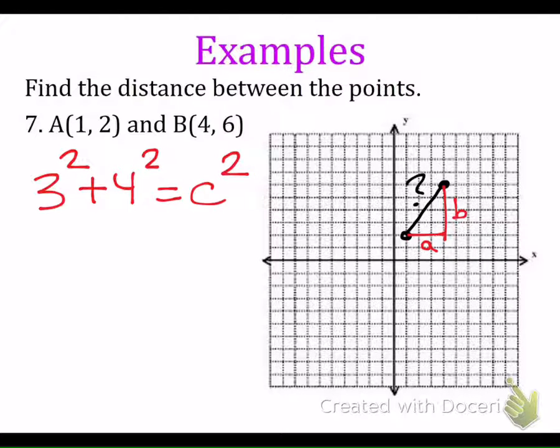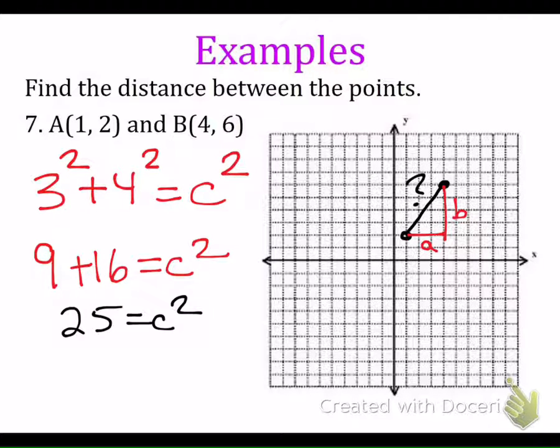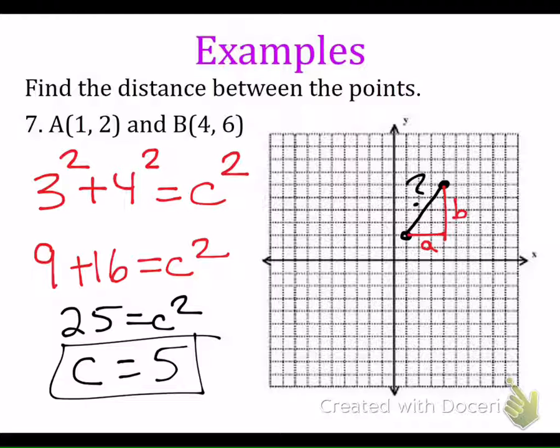Okay? So this would be 9 and 16 and c squared. 25 equals c squared. So what's c? 5. I called it a question mark. You can call it c, whatever. But the distance here is 5. I took the square root of both sides. Okay?